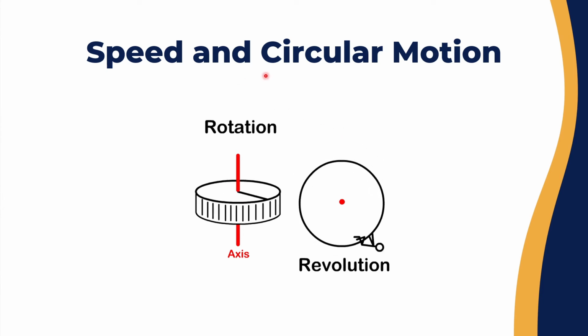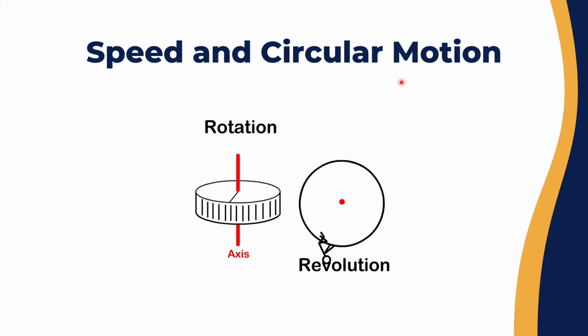Speed versus circular motion. We know that speed is a less formal definition for velocity. In physics, we speak all the time about velocity. We discussed before that speed is the magnitude of velocity, and velocity is the vector value for the speed.